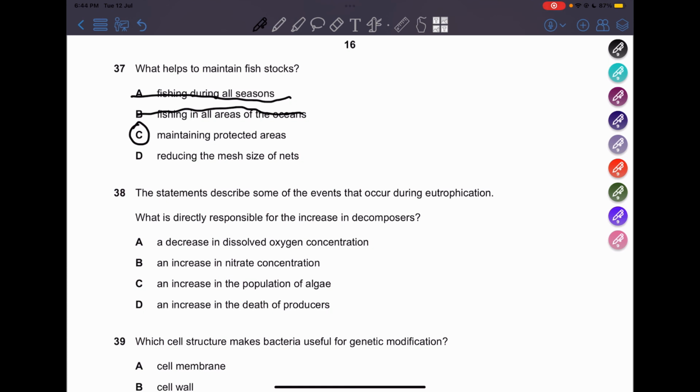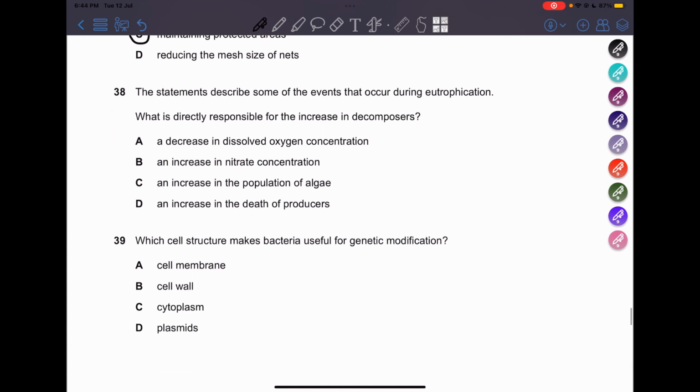Why not D? D is saying reducing the mesh size of nets. Now, of course, this is not going to work, because we know that we should actually increase the mesh size of the nets, not decrease it. So that's why our answer is going to be C.